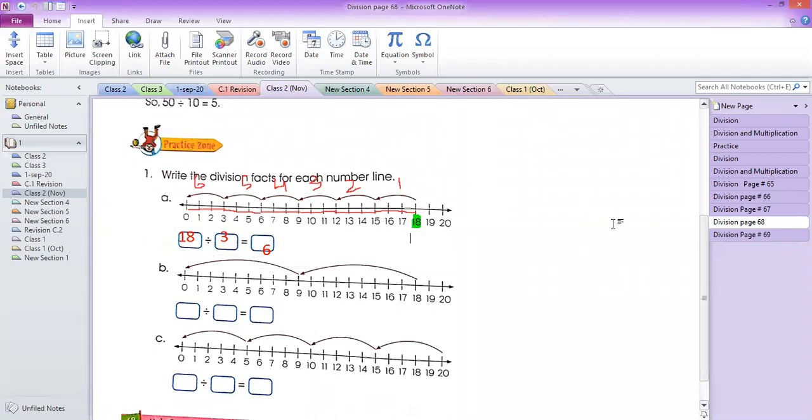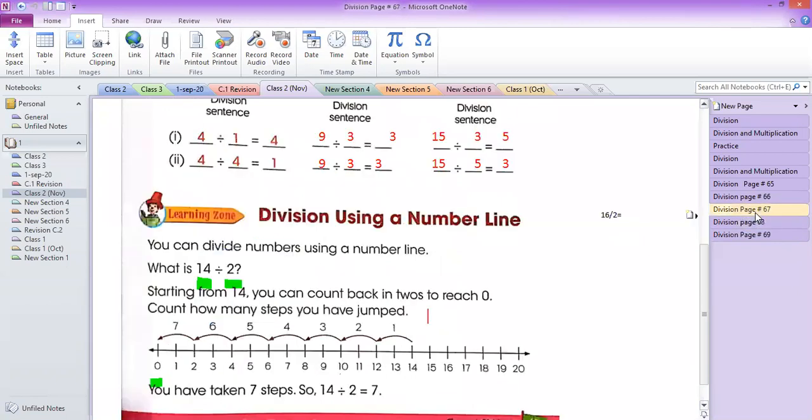I repeat how you can divide with the help of number line. With the help of number line, if you have a number line and you have to divide 14 by 2, check in the number line where is 14, go there, and because you have to divide by 2, start counting back in twos. This is 14, count back in twos. 1, 2, one time, then again move one time, 1, 2, count back in twos until you reach 0, okay?